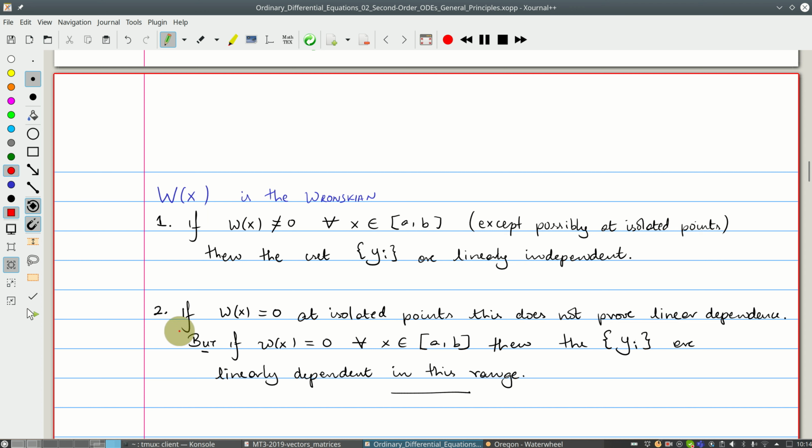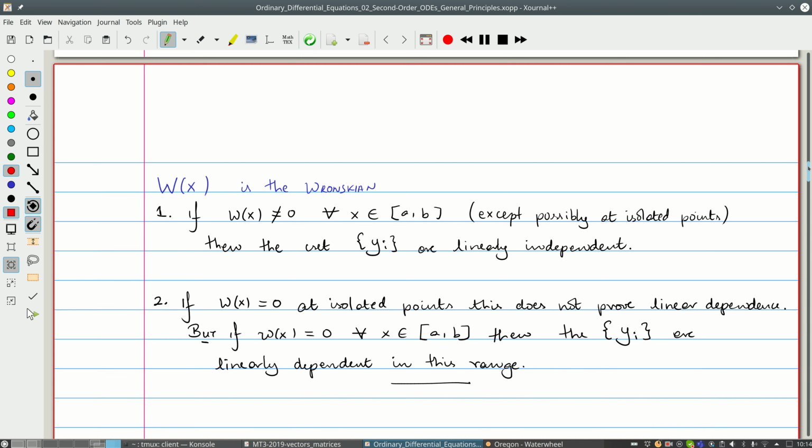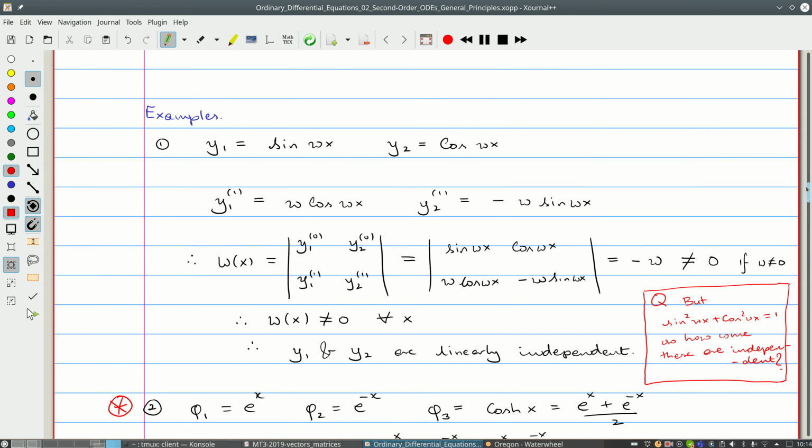Case 2: if the Wronskian is 0 at isolated points, this does not prove linear dependency. But if the Wronskian is 0 for all x in this range, then the set of functions are linearly dependent in this range. Alright, let's see how this works in practice. So here's the first example.